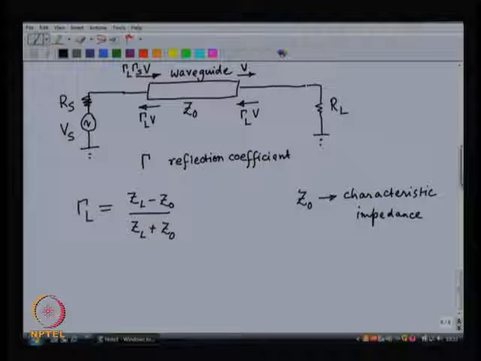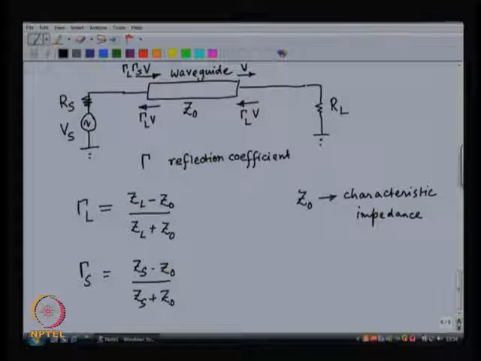So, this is how we are going to understand the reflections. The reflection coefficient happens to be equal to this. At the source side, it is going to be something very similar. Zs in this case is the source resistance of the voltage that has been applied.